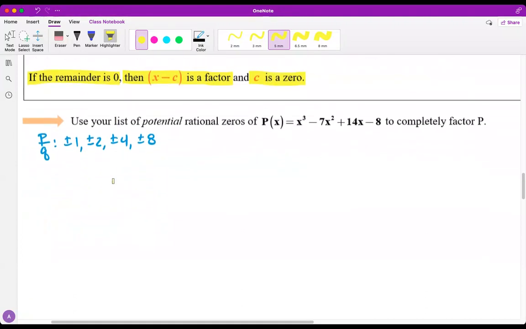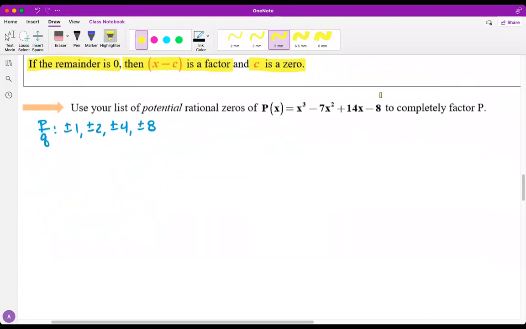So let's test this. Here is our same polynomial we were just working with. I brought down our list of p's and q's that we've already worked for. Let's test these to see which ones are actually zeros of this polynomial. So we're just going to pick any number from this list. I usually recommend starting with positives and starting with the smallest numbers, just because they're easier to work with. So I'm going to start with 1.